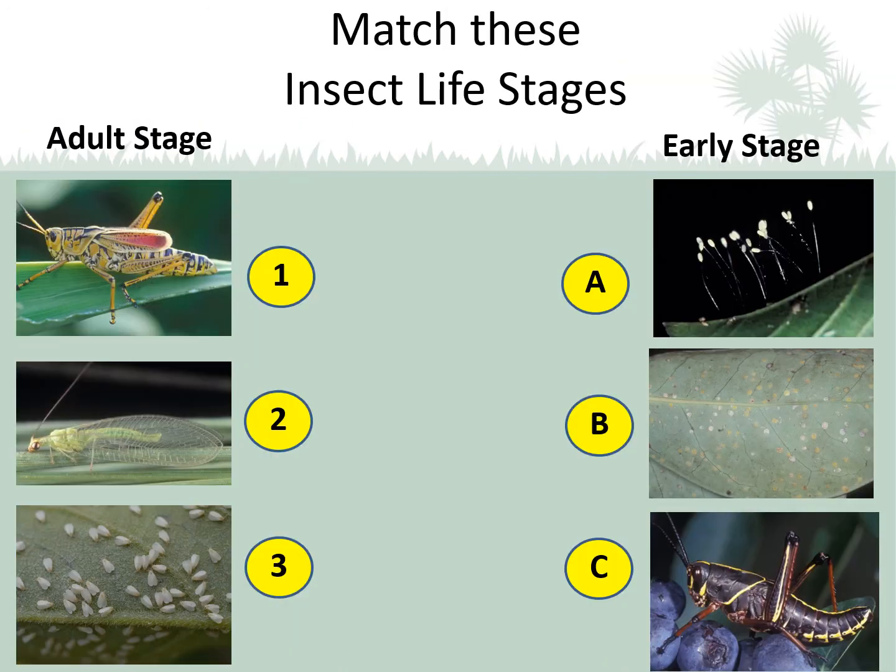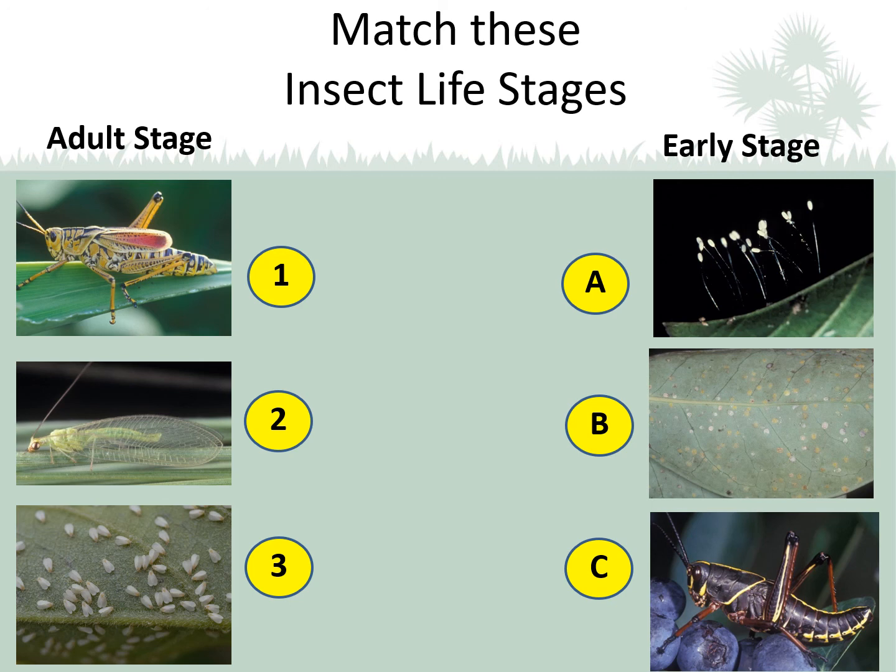Okay, guys, we're coming down the home stretch here on insects and arthropods. Let's try to match these insect life stages. Look at that big ugly grasshopper in the upper left-hand corner. That's the adult stage of a lubber grasshopper. And we talked about how lubber grasshoppers have gradual metamorphosis. They look like a grasshopper when they're born. They look like a grasshopper when they die. So number 1 and letter C would be a good match here.